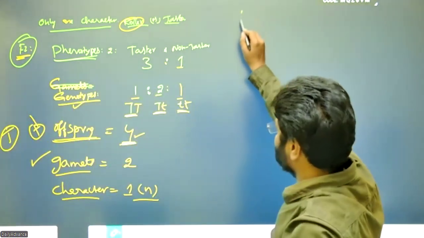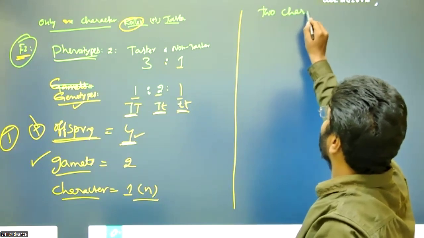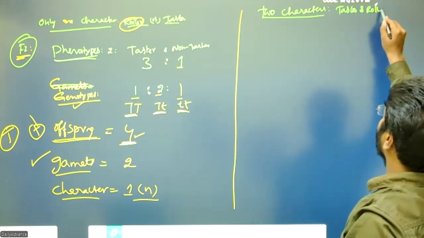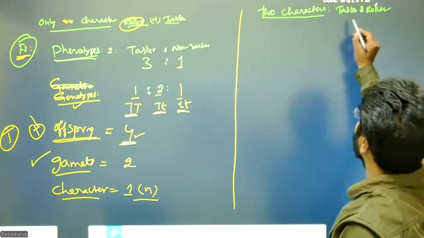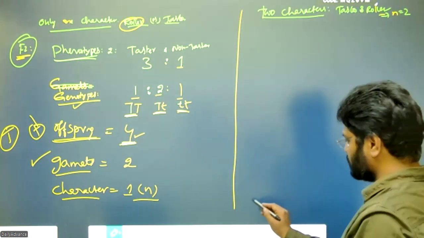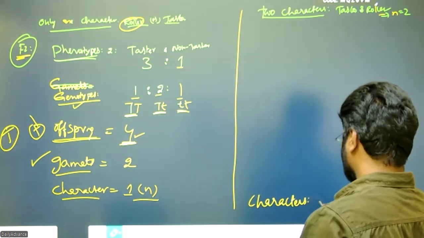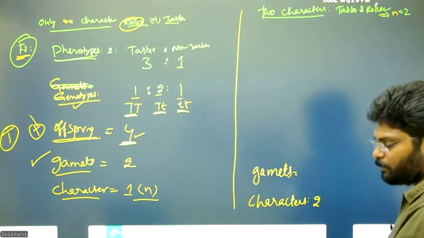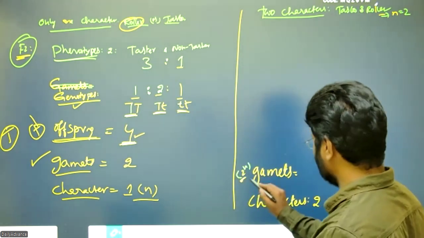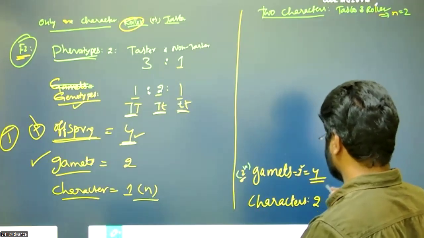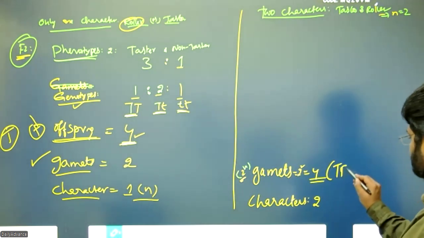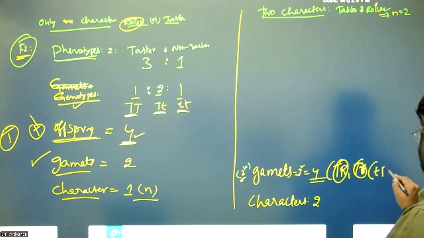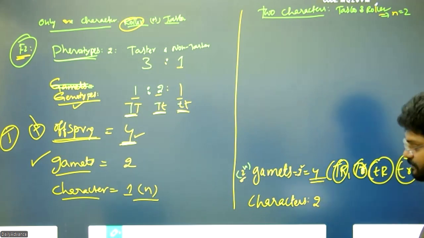So now 2 characteristics, taster and roller. Both abilities we are observing. So that means number of characters, n is 2. So now number of gametes. Number of gametes are 2 power n. n means 2. 2 power 2, 4. 4 gametes are there. So what are those 4 gametes? Capital T, capital R, capital T, small r, small t, capital R, small t, small r. 4 gametes are there.